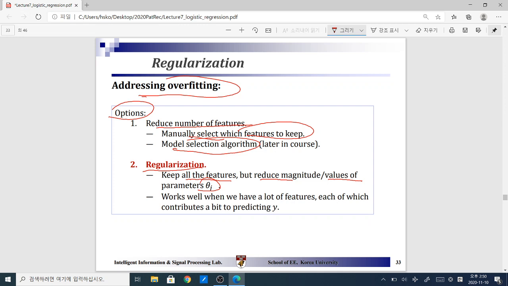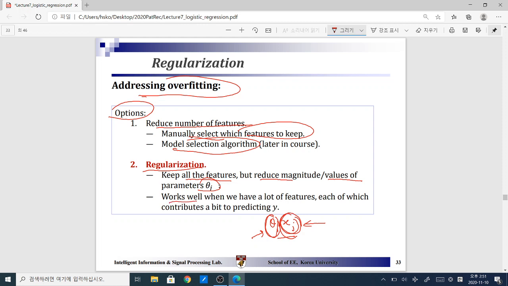In other words, if you have a feature x of j, which is multiplied by the jth parameter, and the parameter is very, very small, then the end effect is, because you are multiplying these two together, that if theta sub j is very small, the influence of the feature x of j is going to be very, very small.